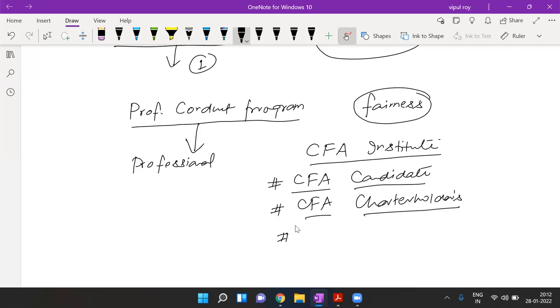If someone is not doing CFA, is he eligible to become a member of CFA Institute? Yes, he can. There is no requirement of giving the CFA exam to become a CFA Institute member. Anybody can become a member, whether he is going for any CFA program, any level, or even if he is not a CFA charter holder. Now the point is, if you are a CFA Institute member and any inquiry comes related to your professional conduct, while you are working in the investment management industry, that inquiry will be conducted by the CFA Institute Professional Conduct Program.